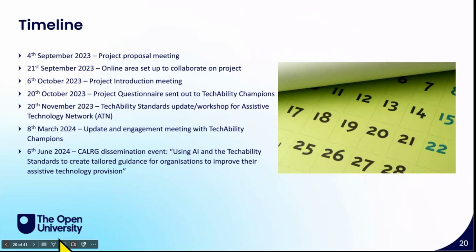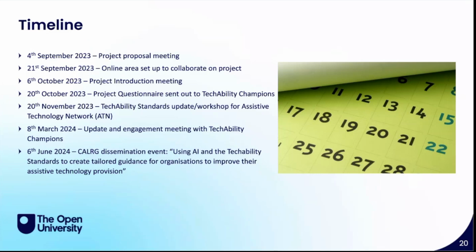So just to give you an idea of the timeline, we started in September with an initial project proposal meeting. We created an online area. We sent an early questionnaire a month later to the Techability champions to understand what they wanted from a tool. We had an update and a workshop for the Assistive Technology Network, a network of assistive technologists across the UK, run between ourselves, Techability, and JISC. And I think we've got Kelly here today, so hi Kelly.